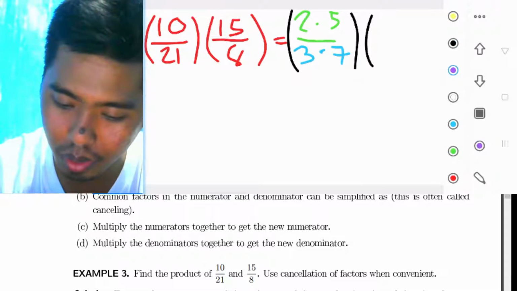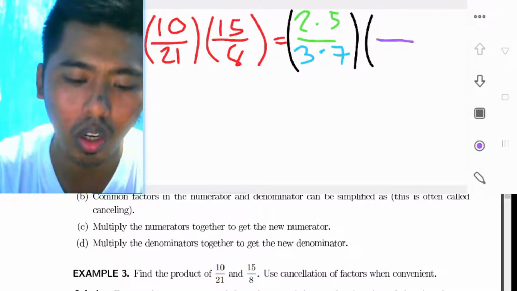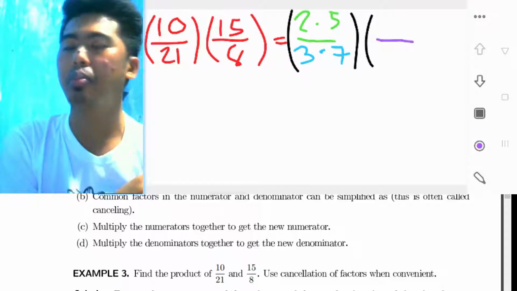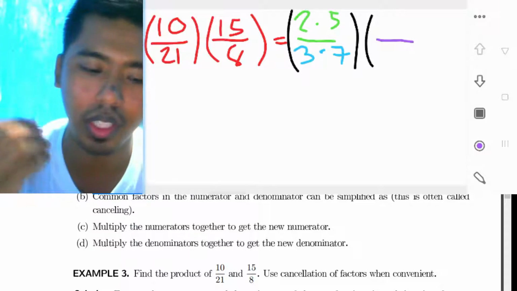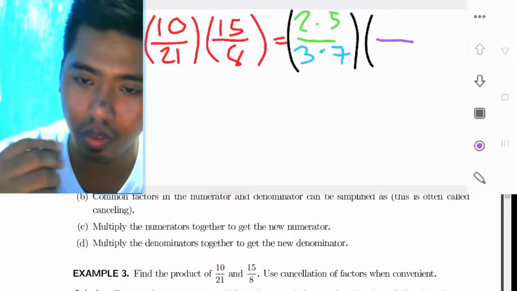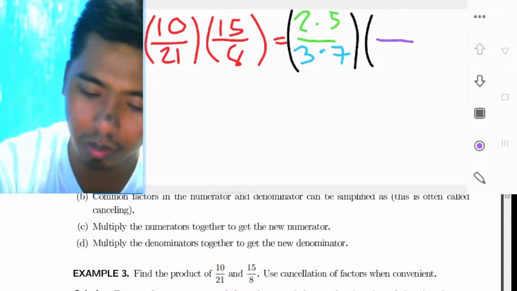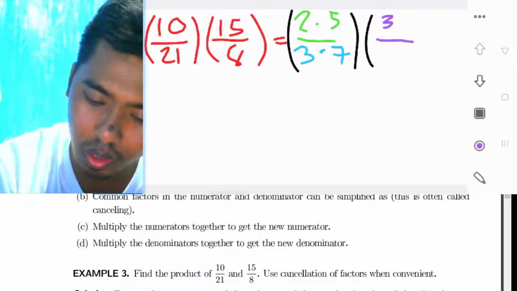This one, violet atong gamiton. Alright, so 15. Unsa man nga number ang pwede natong i-multiply nga mo come up siya 15? So 3 and 5. 3 is a prime number, 5 is a prime number. So 3.